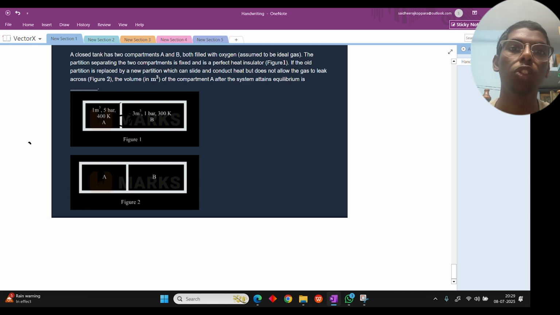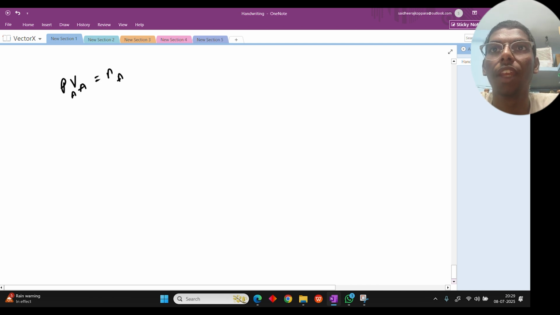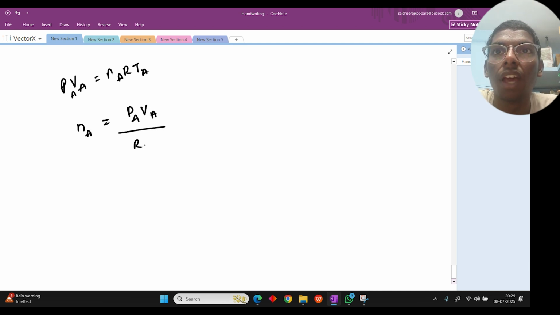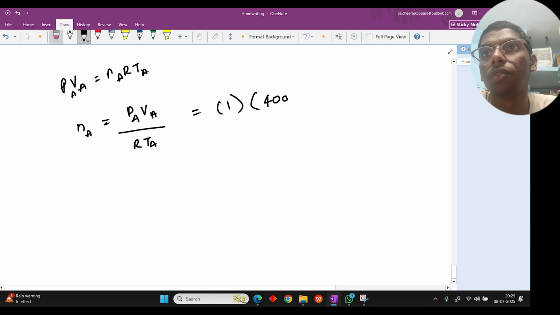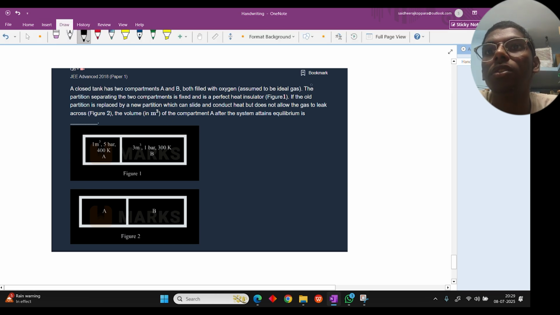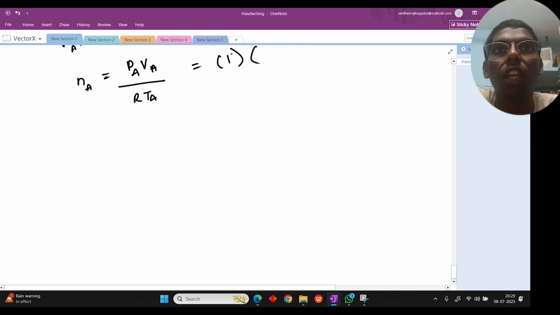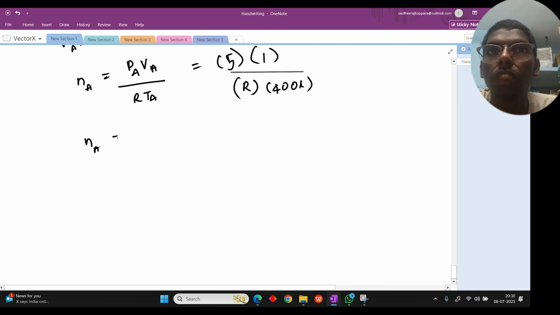First we shall find the number of moles of A and the number of moles of B. How do we find it? Simply we'll use the ideal gas equation. PAVA equals nARTA, right? So your nA will be PA by RTA. Substituting those values, it's 5 bar and 1 liter, and R times the temperature, which is 400 Kelvin, right? So nA is 5 by 8.